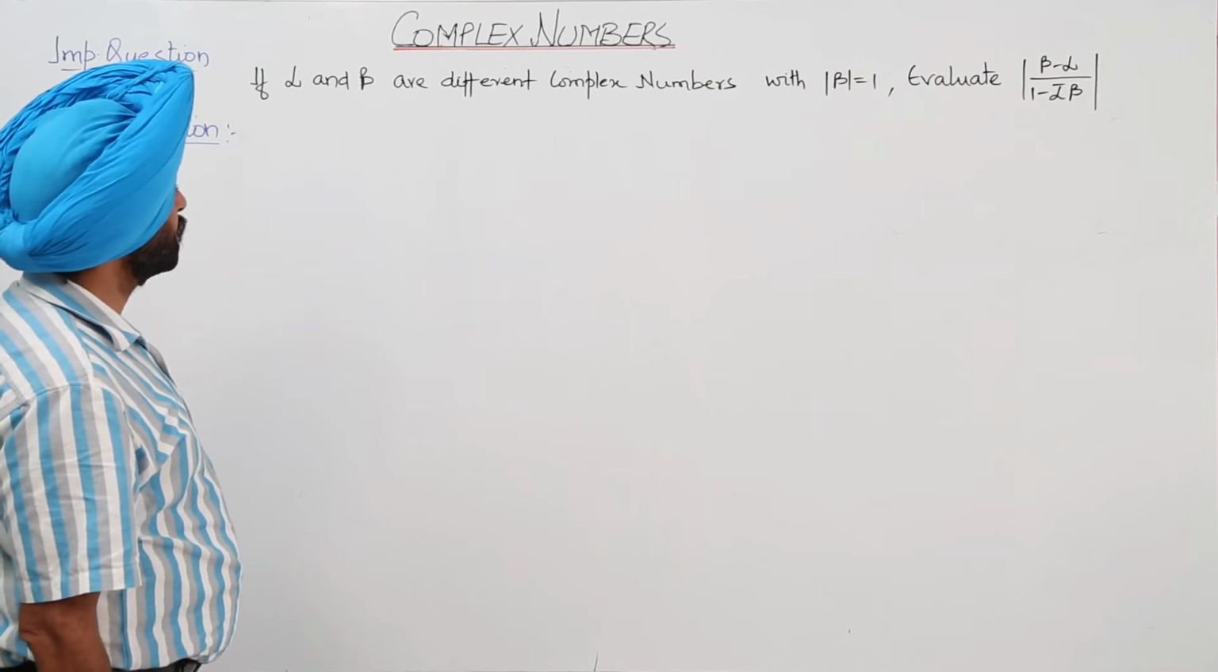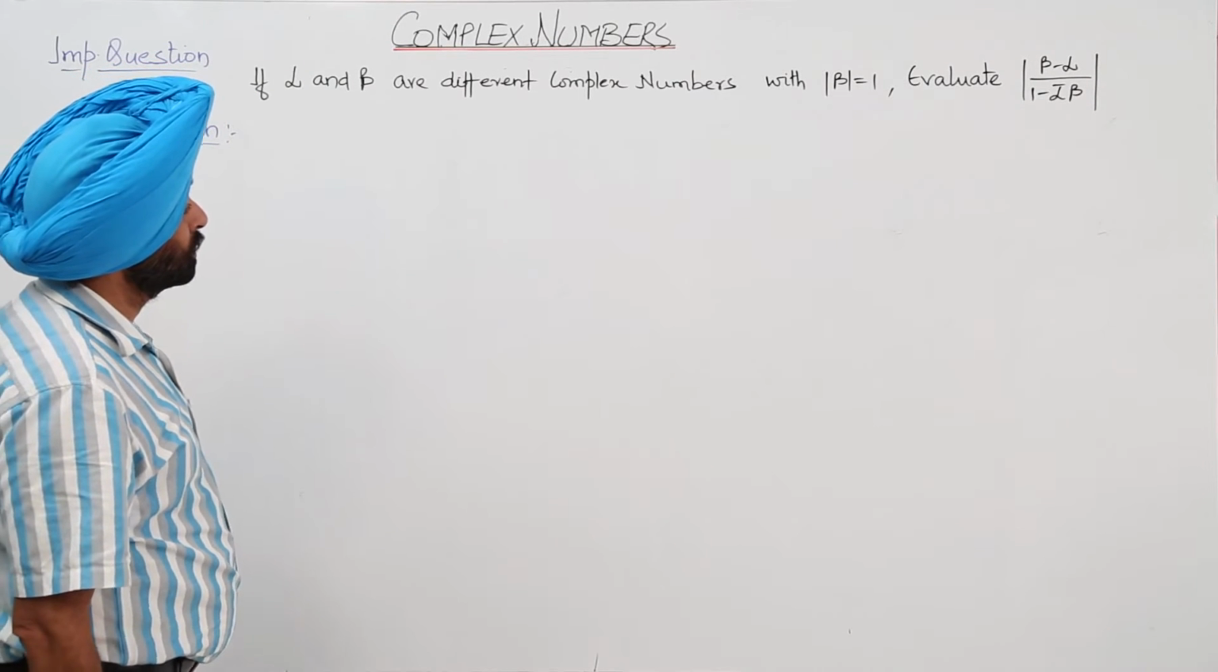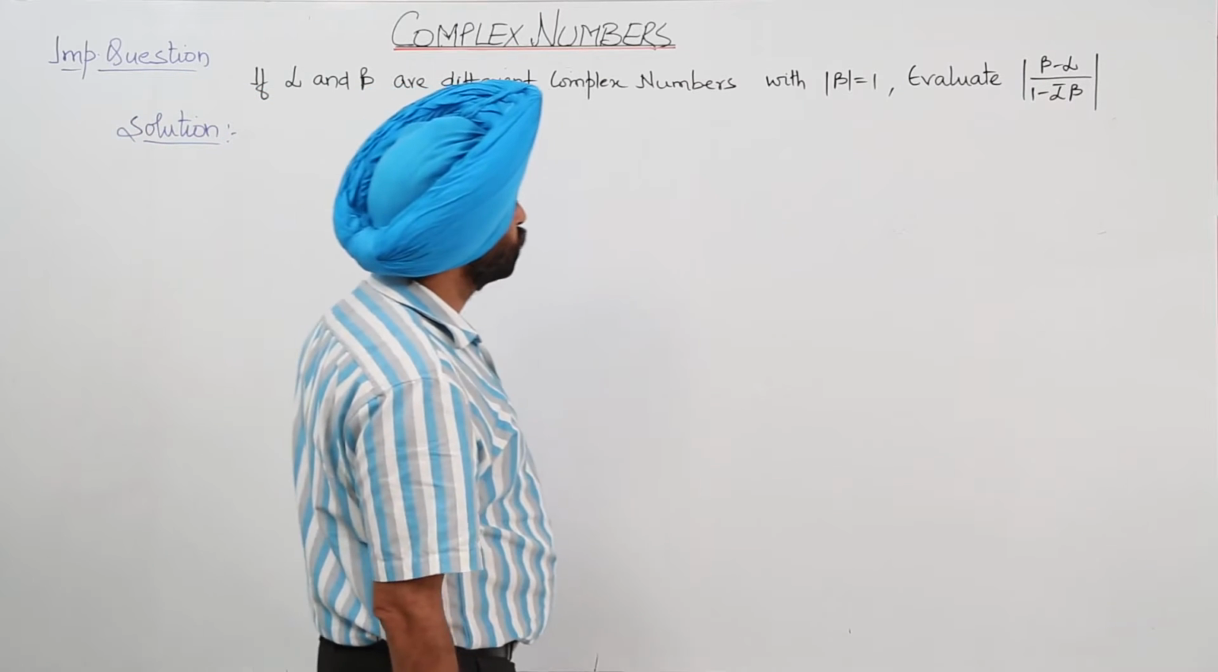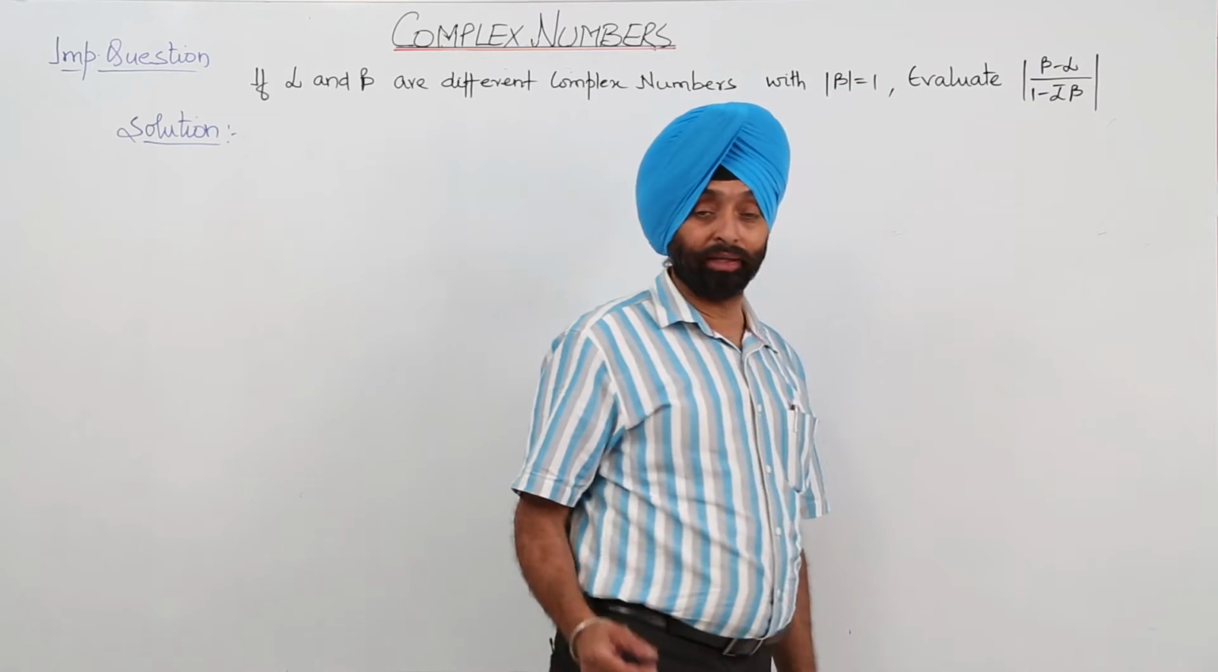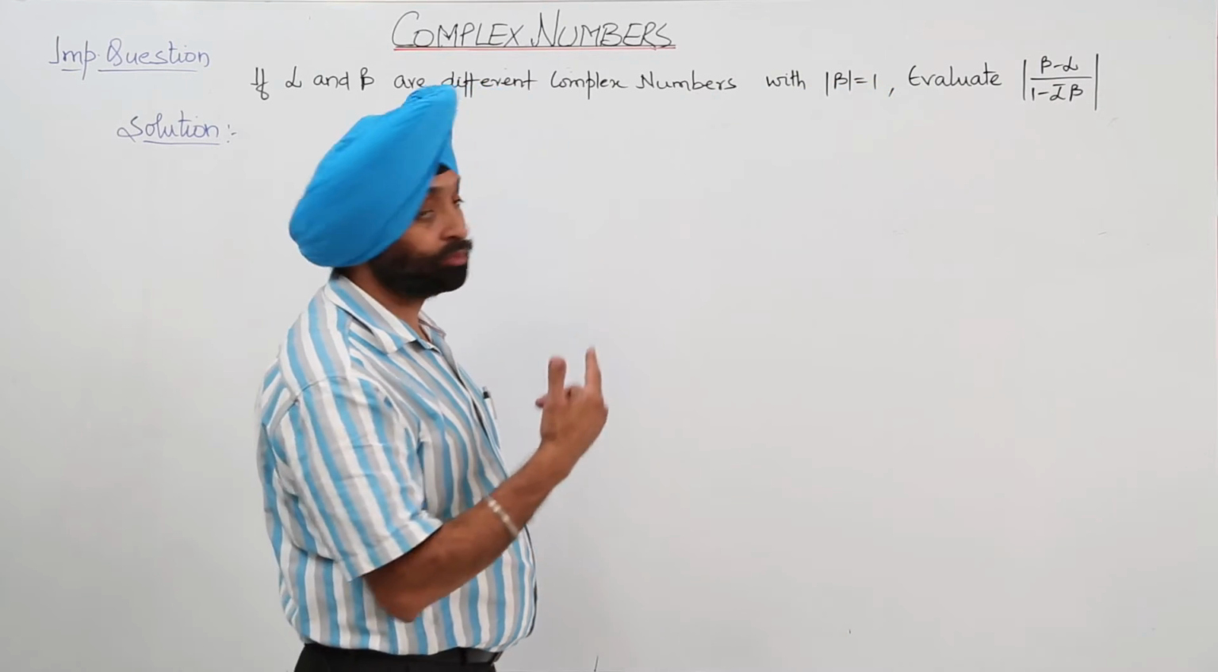If alpha and beta are different complex numbers with modulus of beta equal to 1, then evaluate the modulus of (beta minus alpha) upon (1 minus conjugate of alpha times beta).